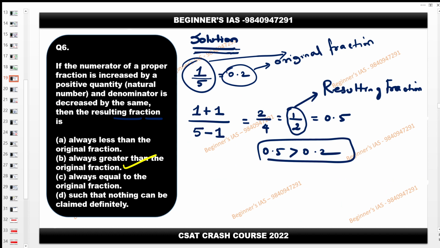Okay. Listen, this model is a very important model. UPSC will put directly this kind of a simple question. But here you need to understand a lot of things with this question.